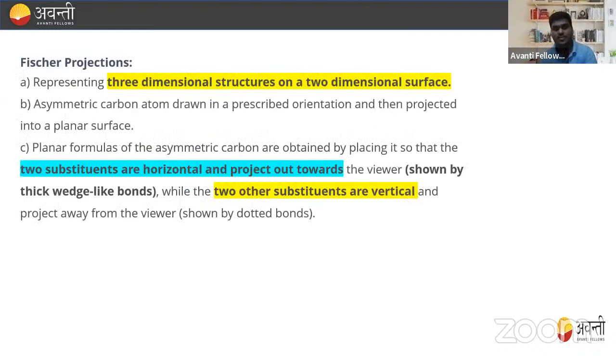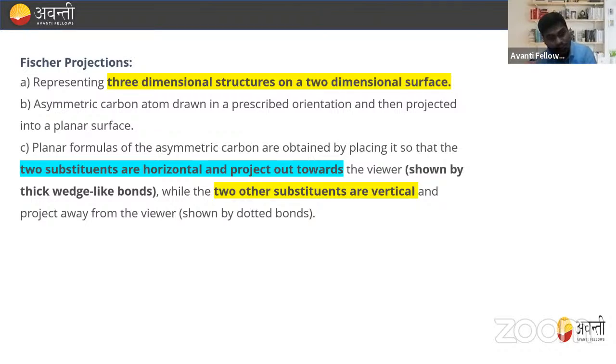Now, what is a Fischer projection? This is another way of presenting optical activity. Basically, the Fischer projection represents a three-dimensional structure on a two-dimensional surface. An asymmetric carbon atom is drawn in a prescribed orientation and then projected onto a planar surface.